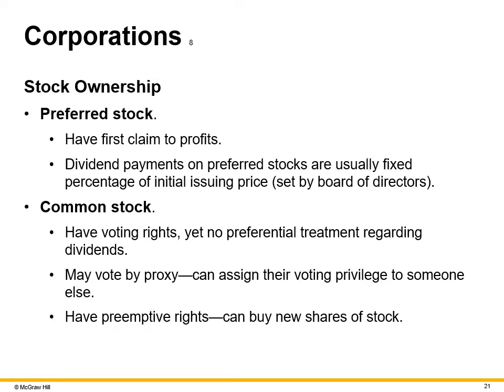Most preferred stock carries a cumulative claim to dividends, which means that if the preferred stock dividends are not paid in one year, they accumulate to the next year.